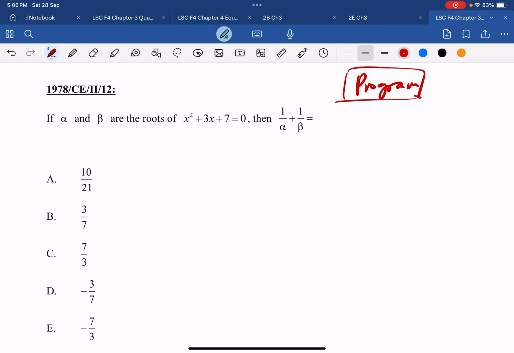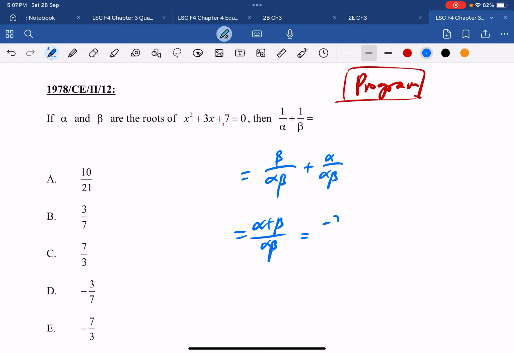So let's take a look at how to tackle this kind of question type. If alpha and beta are the roots of x squared plus 3x plus 7 equals 0, what is 1 over alpha plus 1 over beta? For long questions, just like Example 6, you would do it this way: alpha plus beta is negative b over a, so it's negative 3, and alpha beta is c divided by a, so 7, so it's D, okay?